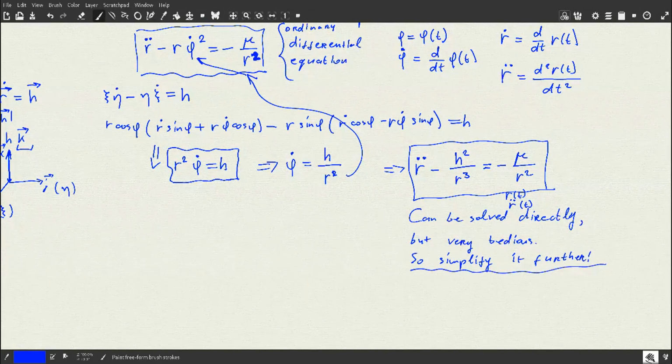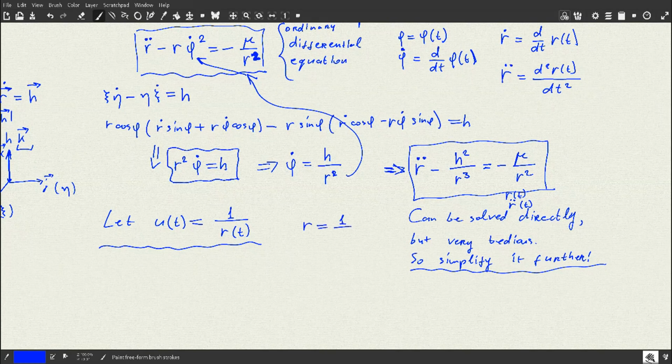How can we simplify it? You see, there are divisions by r squared and r cubed. There is r in the denominator. So I guess, again, I'm making an ansatz that it would be simpler if instead of r, I introduce the inverse of r. So let u of t be another function, which is 1 over r of t. Or, obviously, the other way around, r is 1 over u.